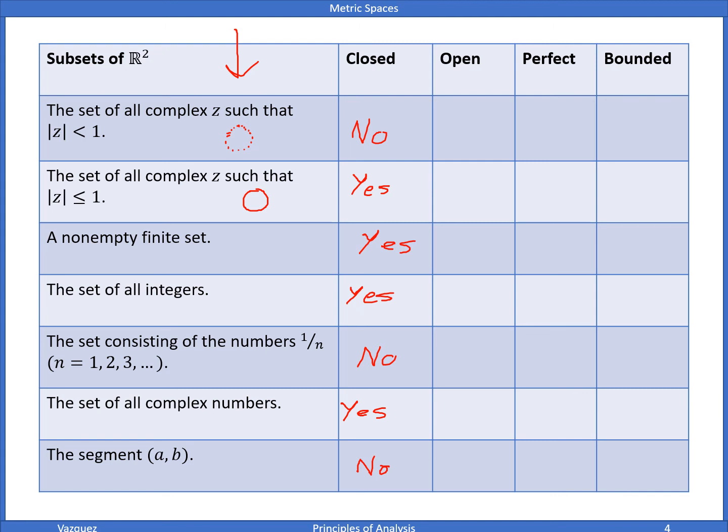Next, open. Is this set open? The first one? Well, yes, this one is. What about the next one? This one is not open, right? Because I had gone over that. Points on the boundary, you can't draw a neighborhood that's contained in that ball. A non-empty finite set, is it open? No. Same argument, just go off the definition of open. Set of all integers? No. The set consisting of the numbers 1 over n. Is this open? Nope.